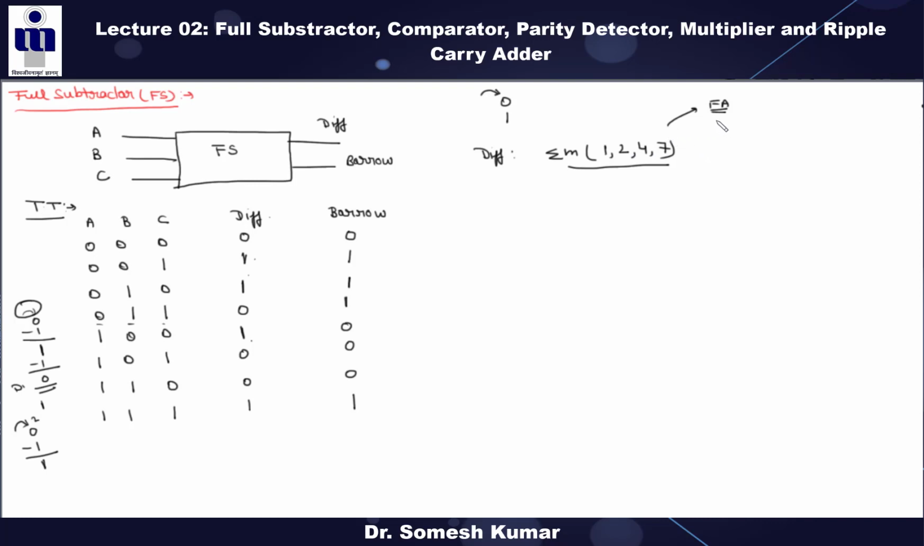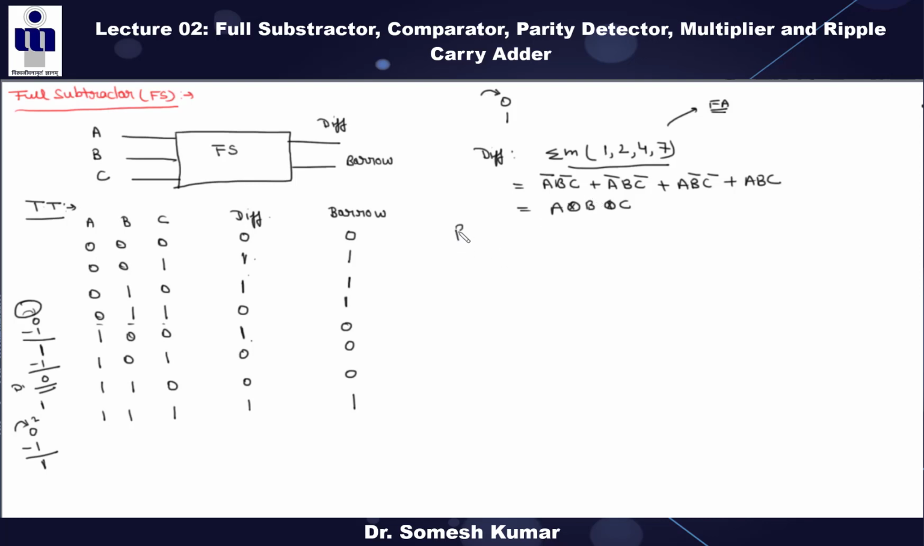And if it is similar to the full adder, it means A bar B bar C plus A bar B C bar plus A B bar C bar plus A B C. This is basically A XOR B XOR C, right? So in the half adder and the half subtractor, the difference and the sum are both the same. Similarly for the full adder and the full subtractor, the sum and the difference are the same.